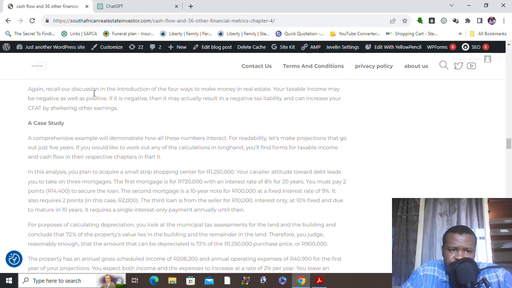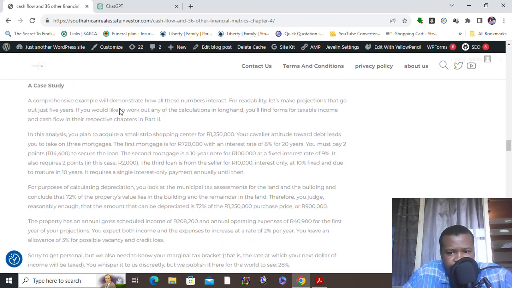Again, recall our discussion in the introduction on the 4 ways to make money in real estate. Your taxable income may be negative as well as positive. If it is negative, then it may actually result in a negative tax liability, and it can increase your CFAT by sheltering other earnings.